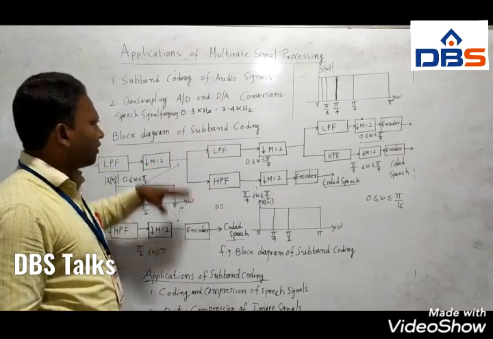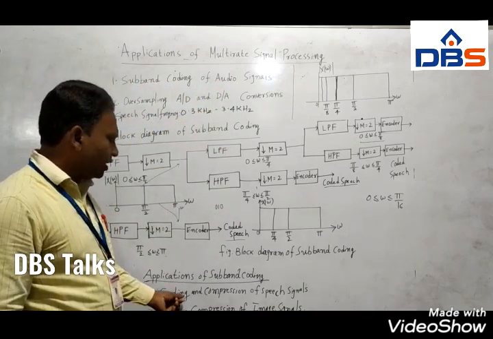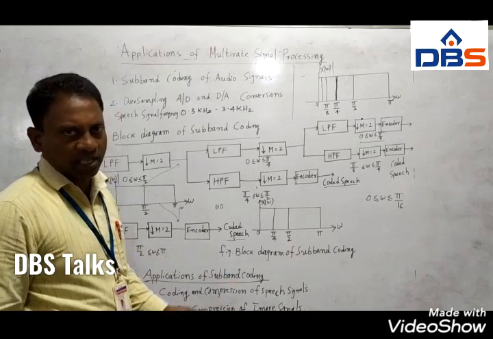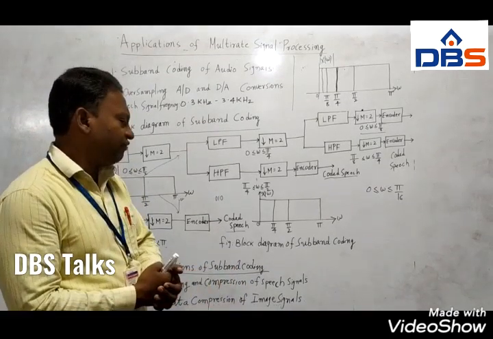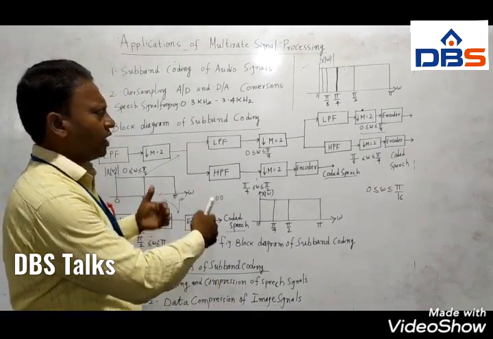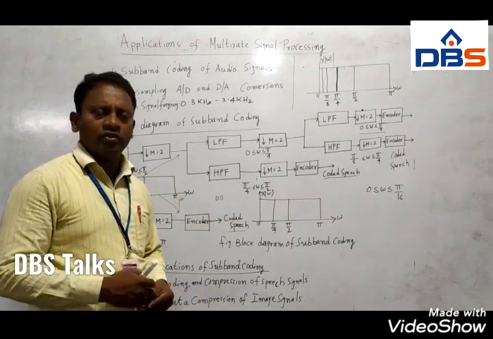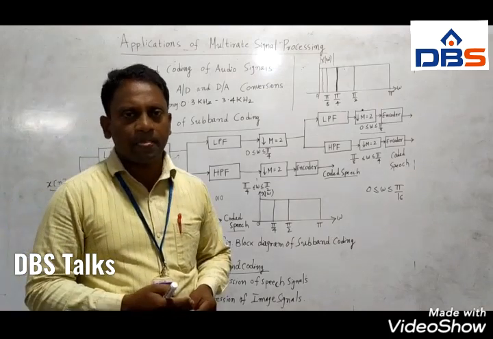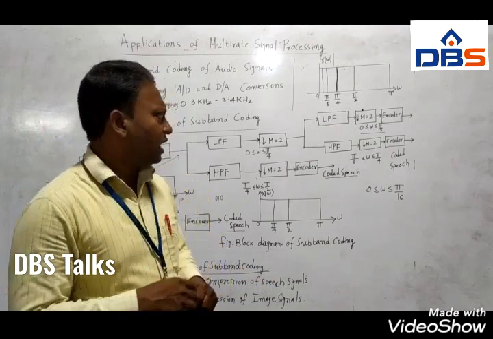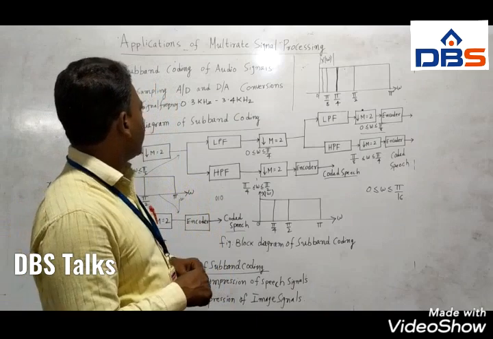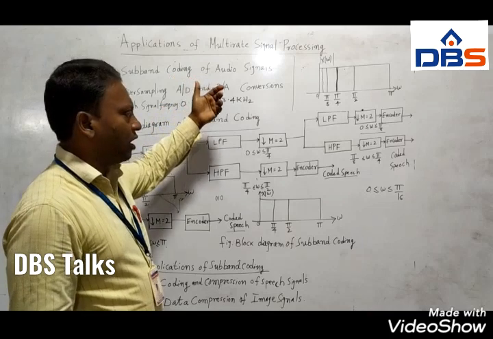Coming to the applications of subband coding of audio signals, the first is coding and compression of speech signals. As we have discussed till now, we are coding and we are compressing it. The second one is data compression of image signals. You can use it for image signals to reduce the size of the image. This is one of the important applications of multi-rate signal processing, that is, subband coding of audio signals.